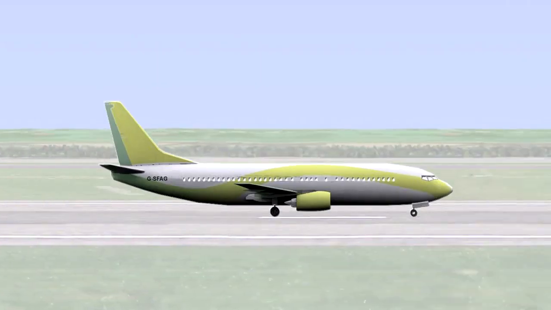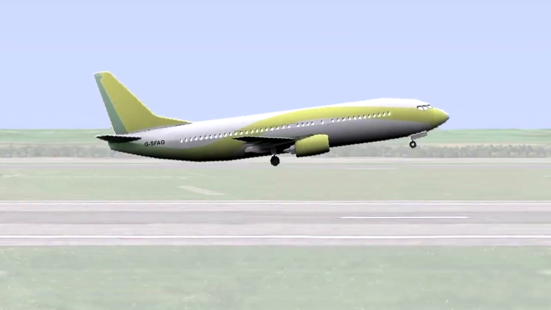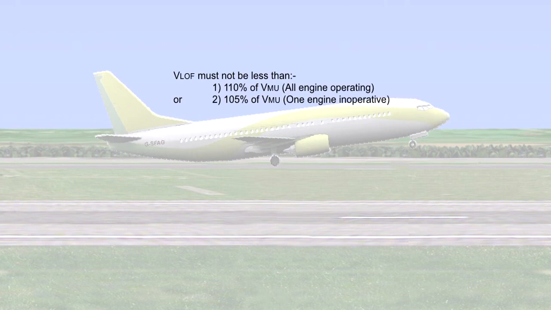Vlof means the liftoff speed. Vlof is the calibrated airspeed at which the aeroplane first becomes airborne, which is at the moment when the main wheels have left the runway. Vlof should be faster than the minimum unstick speed, Vmu. The margin above Vmu is determined by several factors. For example, Vlof must not be less than 110% of Vmu in the all engines operating condition and 105% of Vmu in the one engine inoperative condition.